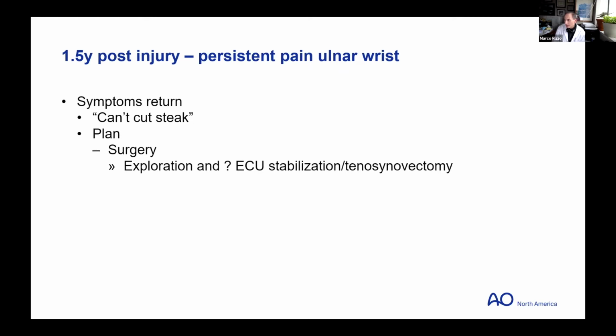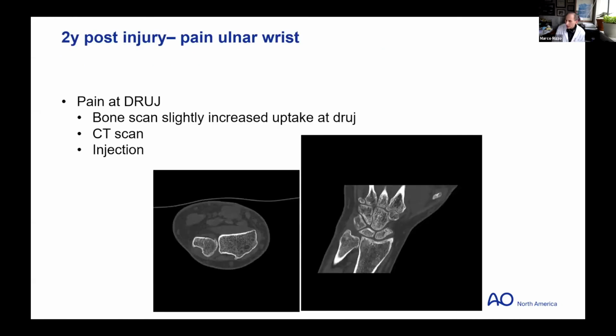About a year and a half after injury, he had persistent pain, and his symptoms were quite severe. He said he couldn't cut steak and he couldn't feed himself so well. So I opted to move forward with exploration and ECU stabilization and tenosynovectomy. We went ahead and did this, and it wasn't really super inflamed. And I unfortunately didn't really help him in the long term. Here he is now 2 years after injury, and I'm still struggling to try to figure this guy out in terms of how to help him get better.